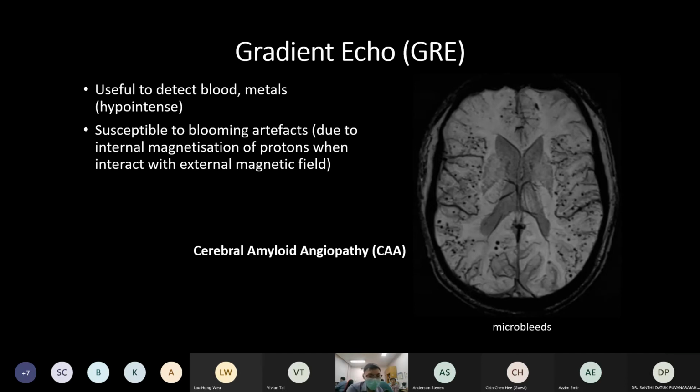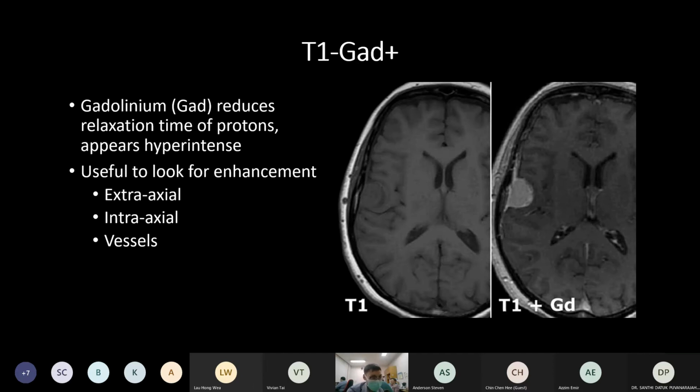So the last sequence that I'm going to discuss is T1 gadolinium, the post-gadolinium phase. Same as the CT scan: we have a plain CT, and then we inject contrast, and we have CECT. But in MRI, our contrast is known as gadolinium, okay? So we call it T1 GAD or GAD phase, okay?